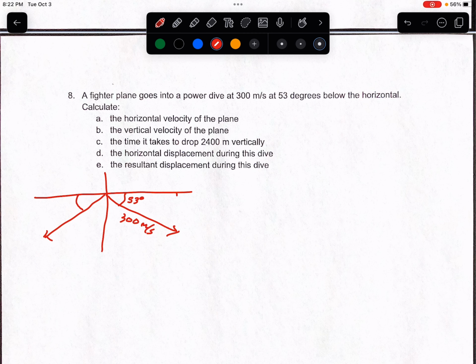That means our triangle is going to look like this. I'm probably going to have to find my x and probably have to find my y. Okay, so there's your triangle. So A, it says find the horizontal velocity of the plane. That means I just want to find out what x is.